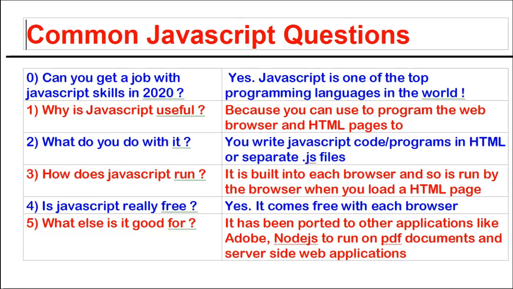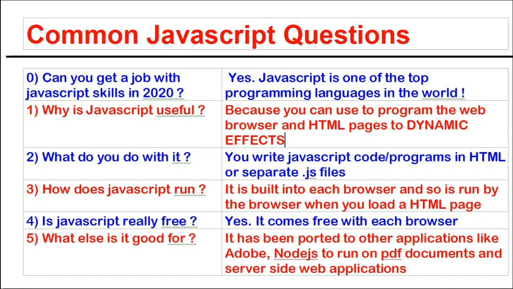Why is JavaScript useful? Because you can use JavaScript to program the web browser and HTML pages to give extra behavior and extra features, to give dynamic effects. This basically means you can get things happening dynamically. You can use it for form validation, for changing the color of buttons when you move the mouse over them.